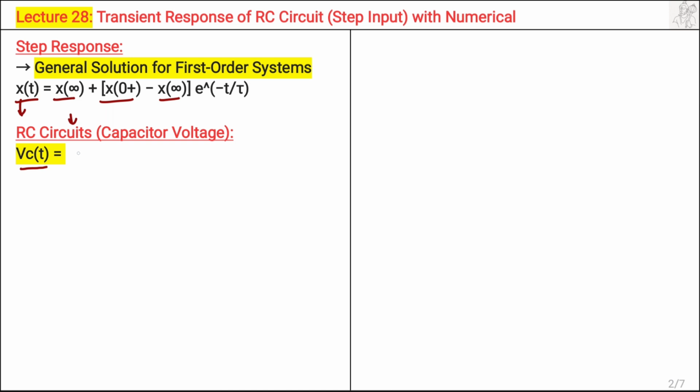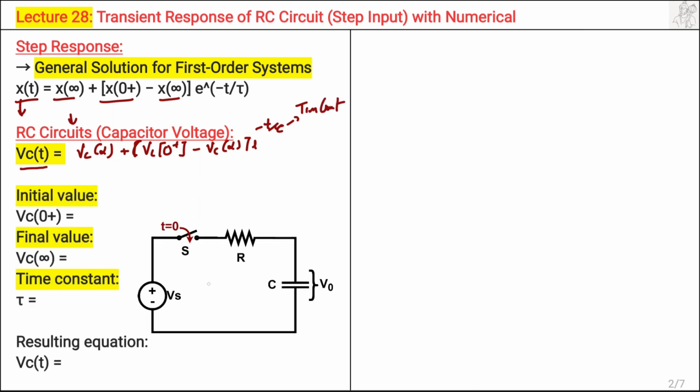So let's apply this general formula for the voltage in RC circuit. So it becomes simply Vc at time infinite plus Vc at time t is equal to 0 positive, means at the time when the switch is just turned on, minus Vc at time t is equal to infinite, into e raised to power minus t by tau, where tau is the time constant. Let's understand this equation further for this circuit.